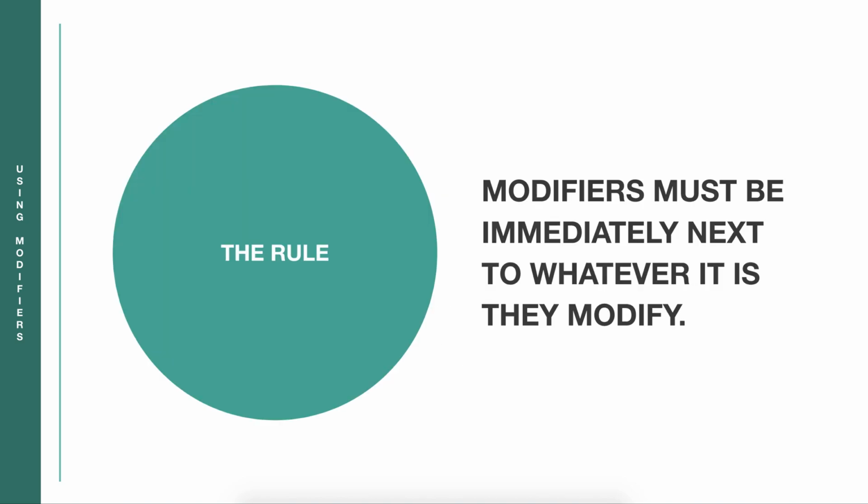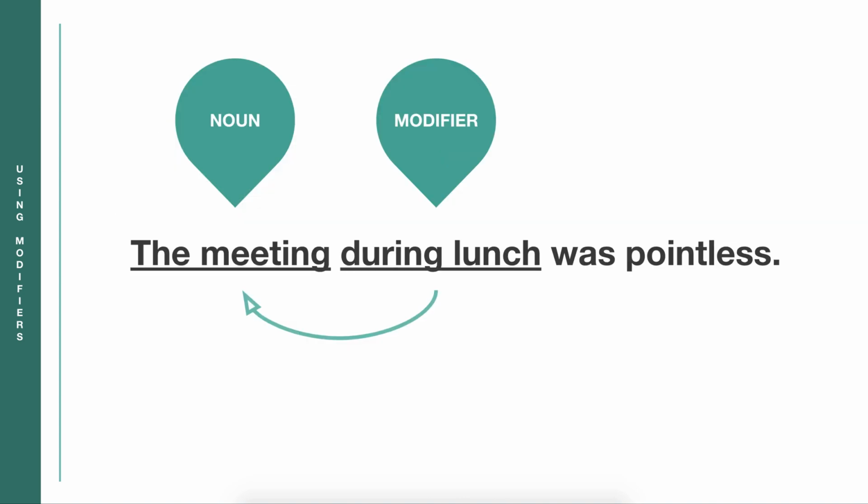Now, the rule with modifiers is that modifiers must be immediately next to whatever they describe or modify in a sentence. So when we are using a modifier, it needs to go right next to whatever is being described. Here's an example of that. The meeting during lunch was pointless. Now, the meeting is our noun phrase, and that's what's being described. But during lunch is the description. It's the modifier. It tells us when the meeting occurred. And you'll notice that those two phrases, the meeting and during lunch, are immediately next to each other in the sentence. There's nothing between them. And for that reason, this sentence is written correctly, that modifier is used correctly.